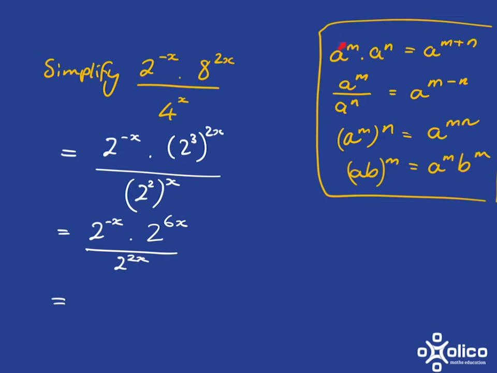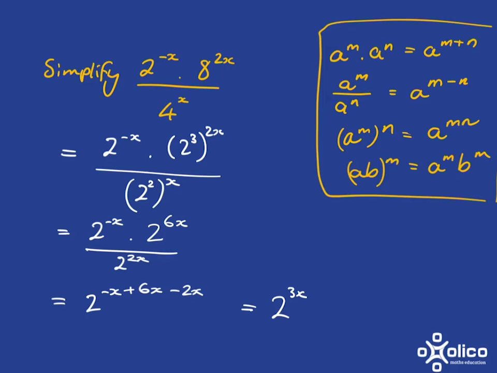Here, when we're multiplying numbers, we know we add the exponents. So what we'll get is 2 to the negative x plus 6x. And then, of course, when we divide by 2 to the 2x, we're just going to subtract the exponent. So we're going to subtract 2x, and so what we'll have here is 2 to the negative x plus 6x gets me to 5x, subtract 2x gets me to 3x.